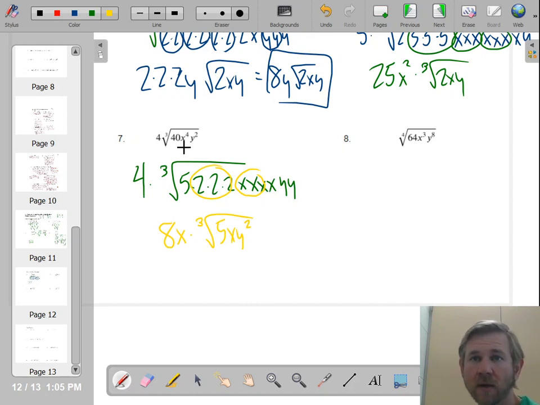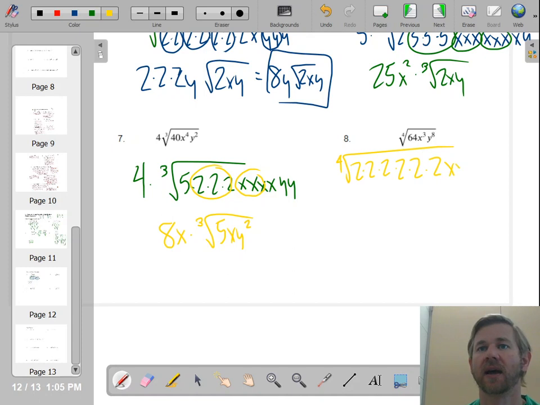Okay. One more. Fourth root, so we're looking for sets of 4. 2, 4, 8, 16, 32, 64. That's 2 to the 6th. X, x, x, y, y, y, y, y, y, y, y. 1, 2, 3, 4, 5. One more. Okay. Again, you could probably do that in your head.